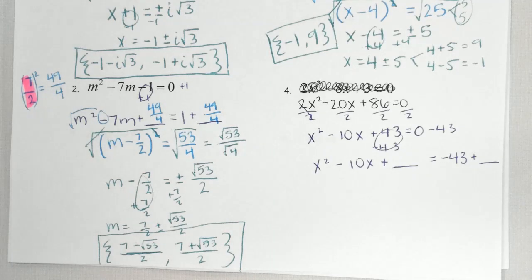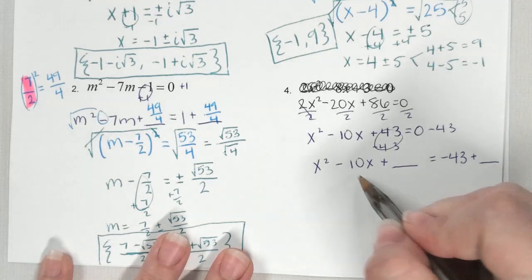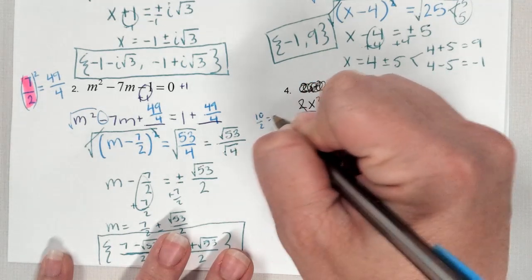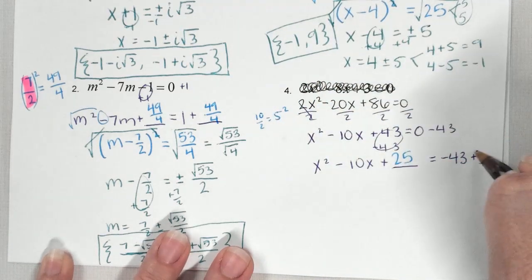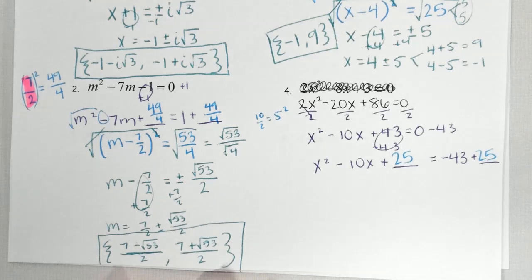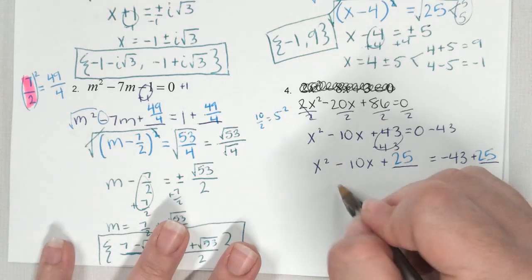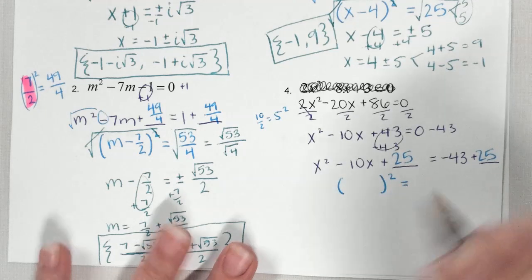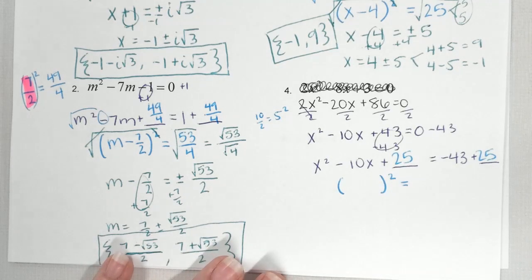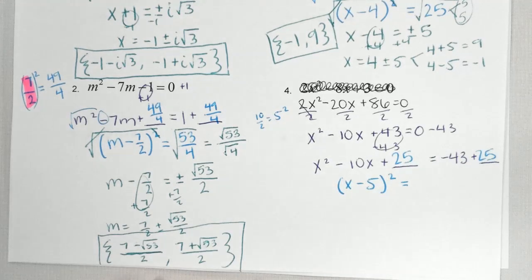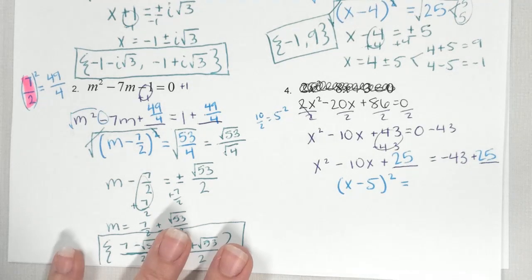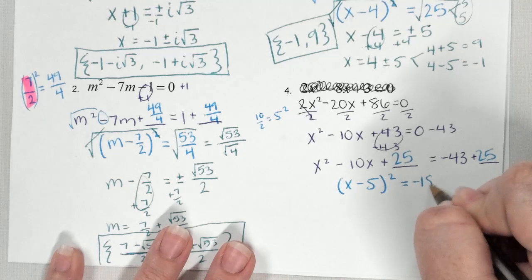And now we have to figure out what we want to do to change it. So what do I do to decide what I'm adding? Yeah, take my b term, 10 divided by 2, and what is that? 5. And what's 5 squared? 25. So what can I rewrite this first one as? x minus 5 squared. Y'all are exactly right. And then we have negative 43 plus 25, which is negative 18.